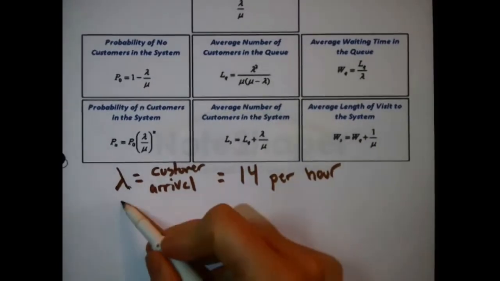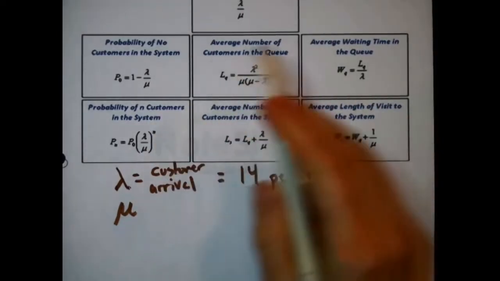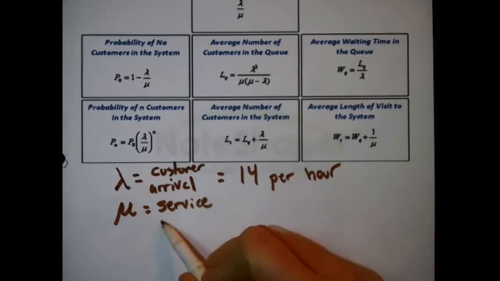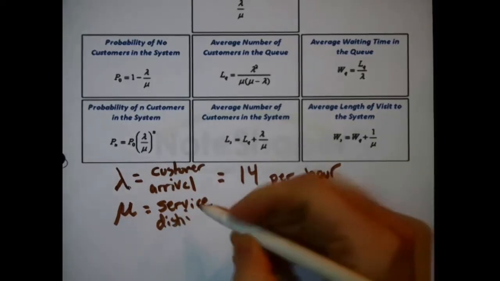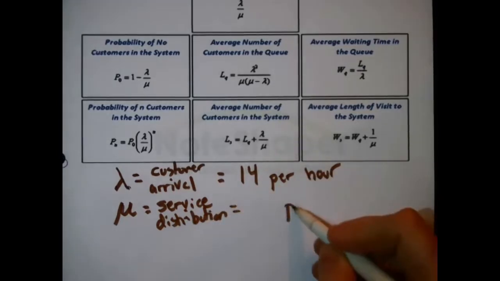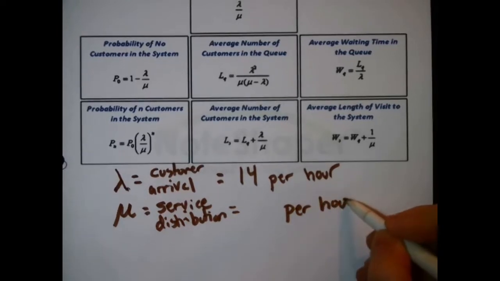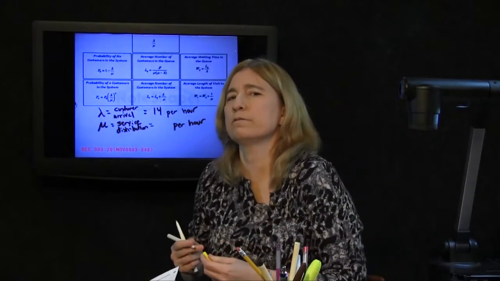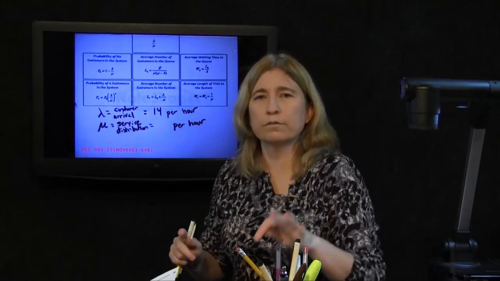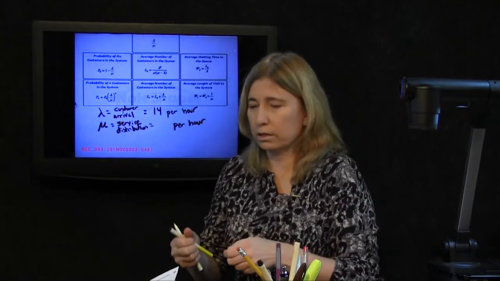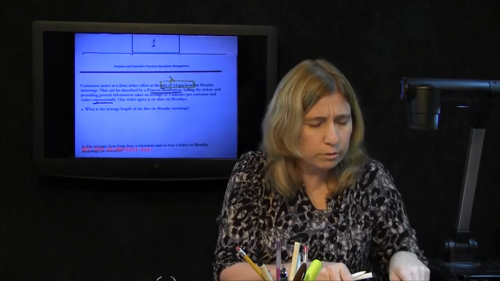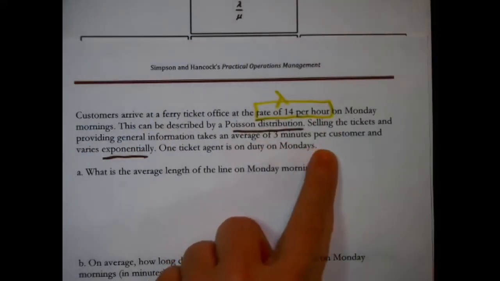And then we need mu. You see that also everywhere. Mu is the mean of the service distribution. It is basically lambda's cousin or sibling. And I'm writing something here in ink before I write a number because this is very important to remember. Mu is the mean of the service distribution, and you're thinking, yeah, I see that in this problem, because it says that selling tickets and providing information takes a mean average of 3 minutes per customer.